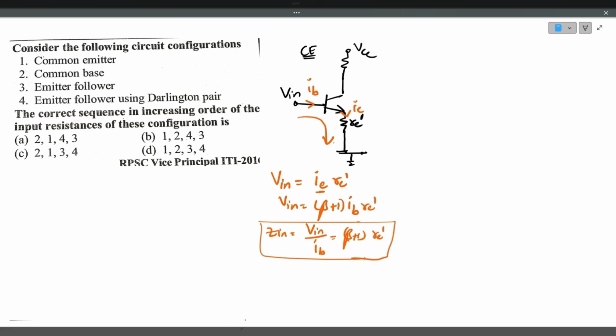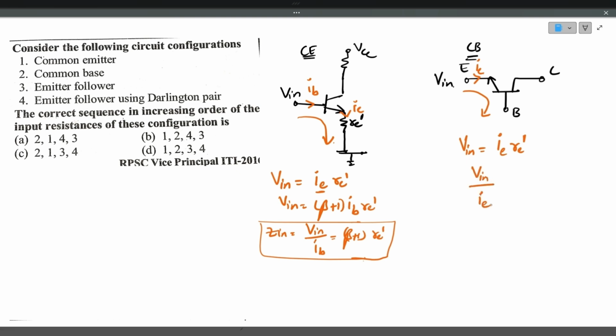Now we'll see for common base. For common base, input is emitter, output is collector. Input voltage is given at the emitter side, and there is a current flowing, that is emitter current here. If you apply the Kirchhoff voltage law in this loop, the input voltage is equal to IE into RE dash, emitter model resistance. So input voltage divided by input current is equal to RE dash. This is the input resistance for common base.